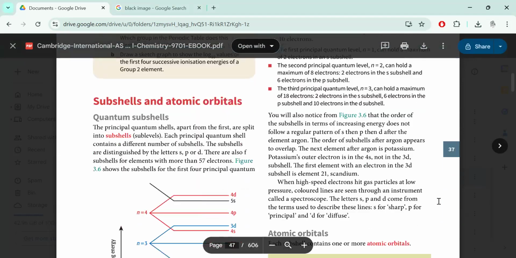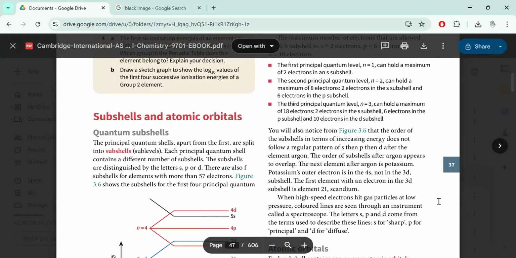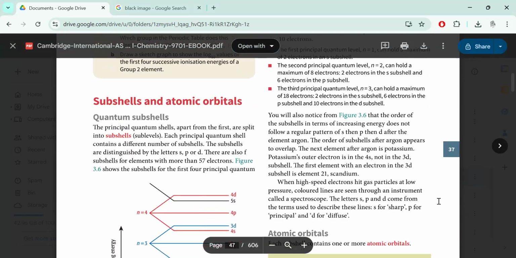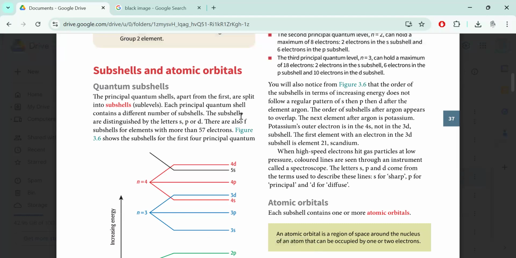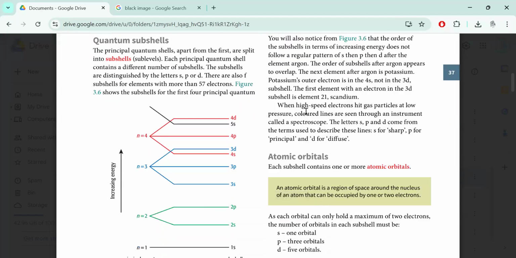The next part is about subshells and atomic orbitals. I think most of you are familiar with this already from previous classes. Talking about quantum subshells here: the principal quantum shells, apart from the first, are split into subshells, or sublevels. Each principal quantum shell contains a different number of subshells, which are distinguished by the letters s, p, or d. There are also f subshells for elements with more than 57 electrons, but f is not really that common. You should just use up to d, as you can see right here.